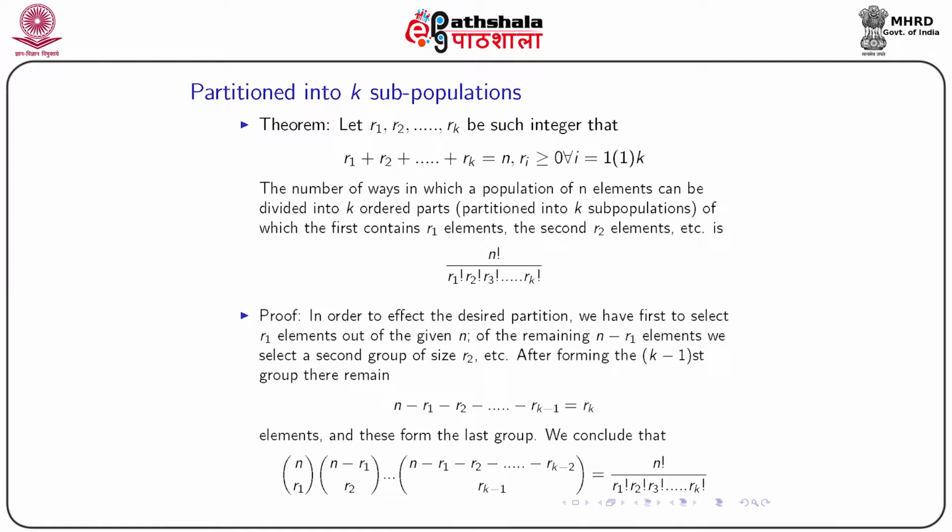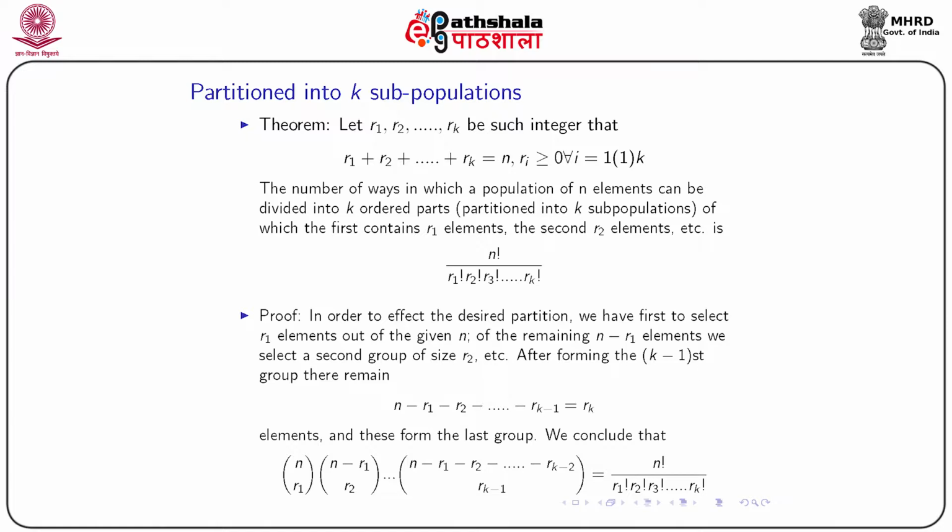Once we do this for the first group and second group, we are left with n minus R1 minus R2 elements. Out of these, we take R3 elements for the third group. After forming these k minus 1 groups, we will be left with n minus R1 minus R2 minus ... minus Rk minus 1, which is nothing but Rk. So this many elements are there, and these form the last group.